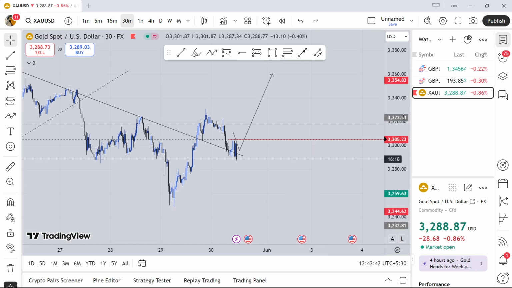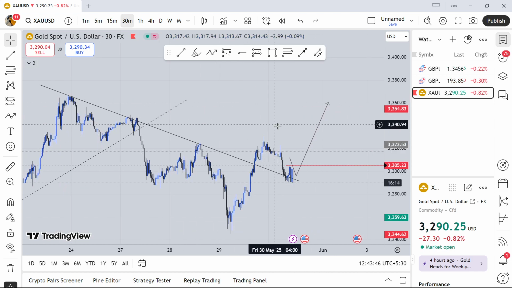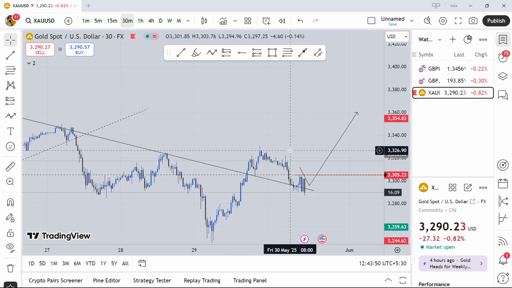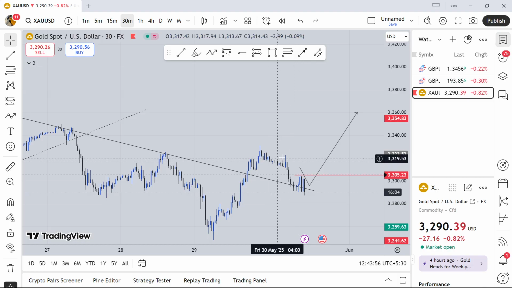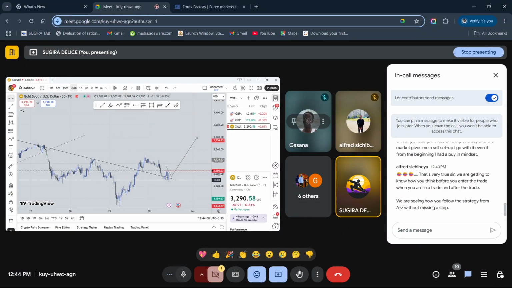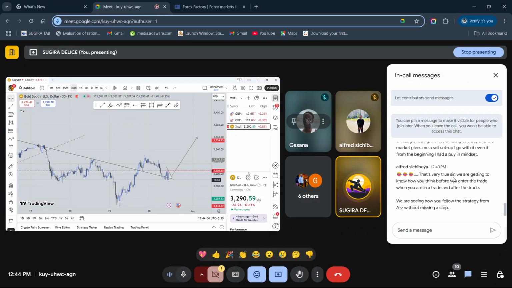Now see what gold is doing. You have seen how it was a risky trade, and this is how you protect yourself from having a losing trade. Someone would have lost from here, right? Someone would have lost from here. That's very true. We are getting to know how you think before you enter the trade.